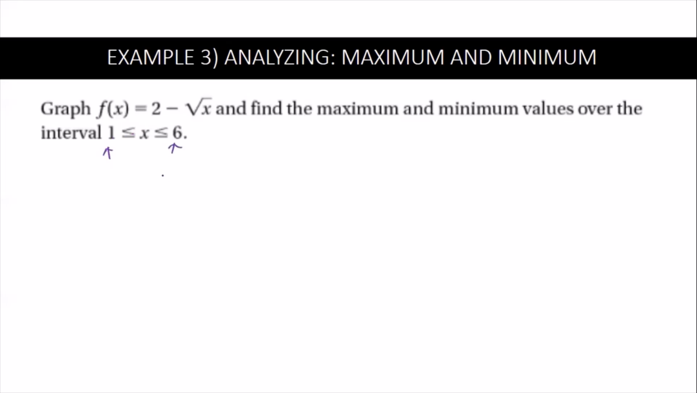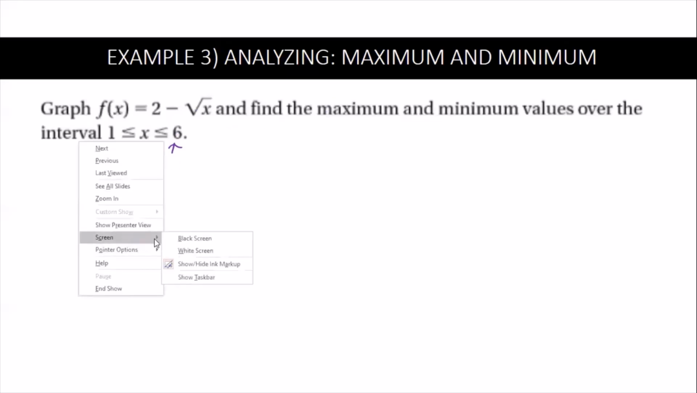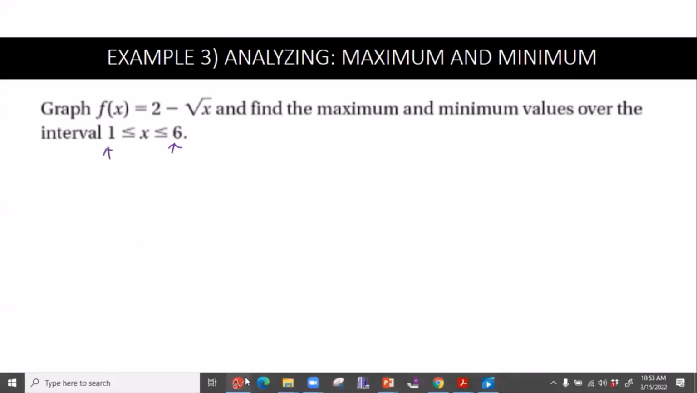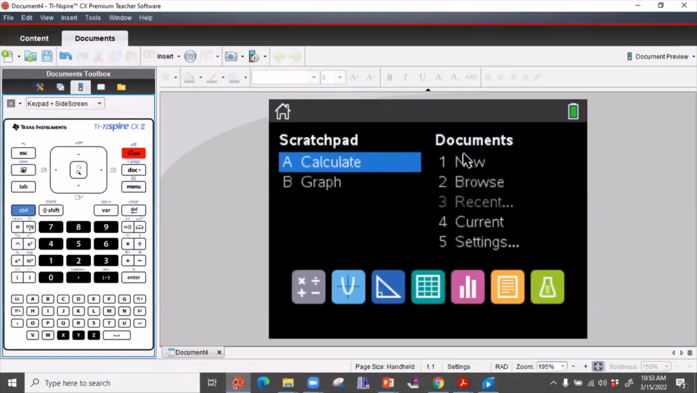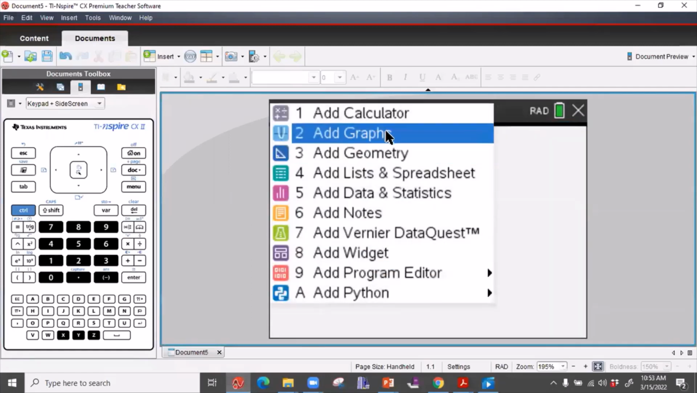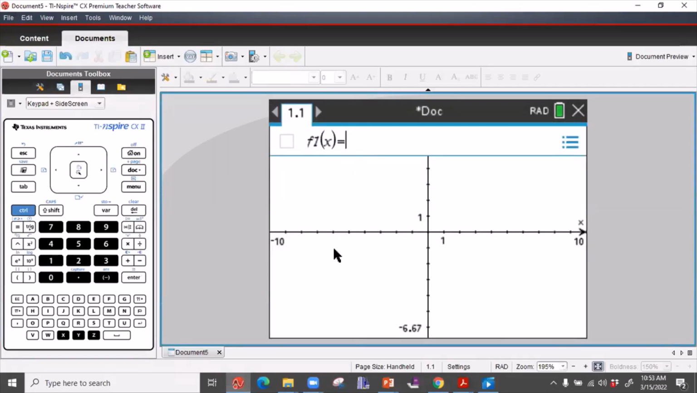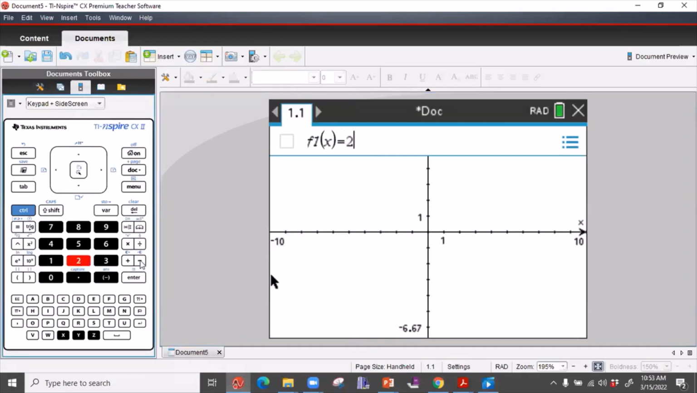If you chose to do it without the calculator, you're just comparing these two values. It wouldn't be easy for 6 because is 6 a perfect square? No, 6 isn't a perfect square, so it wouldn't be that pretty, but we're going to do that. So let's go to graph. My handy dandy calculator. I'm going to start a new graph. Never save. Okay, so we're going to be putting in 2 minus the square root of x.